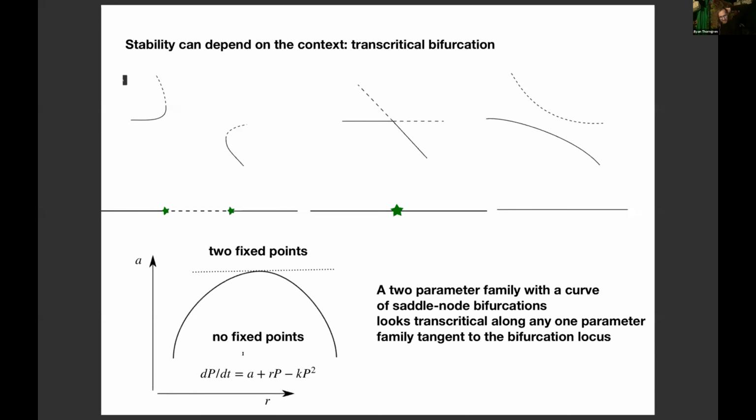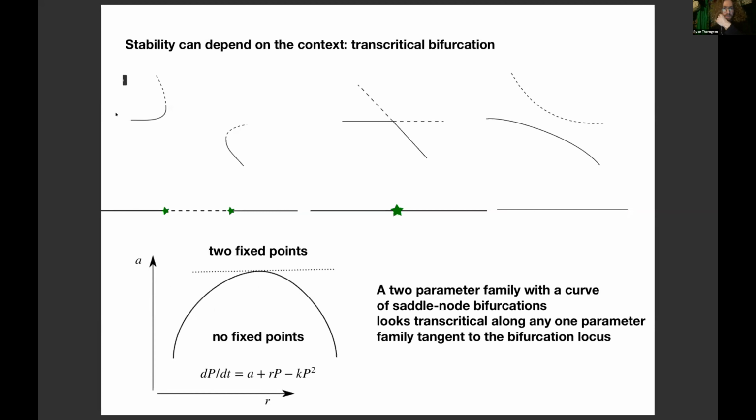So if I draw the phase diagram, it's a particularly nice way to see what's happening here. If I draw R along this axis and A along this axis, then there's a region where there are 2 fixed points, and there's a region where there are no fixed points. And the boundary between these regions is some curve, which is just going to be a saddle node bifurcation. If I go across this curve in any of these typical directions, then I get a saddle node bifurcation.